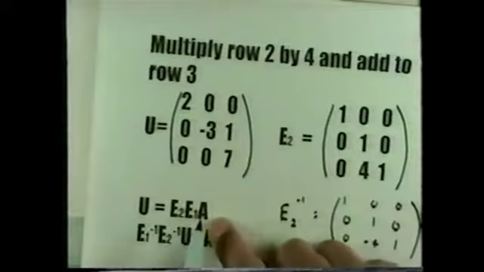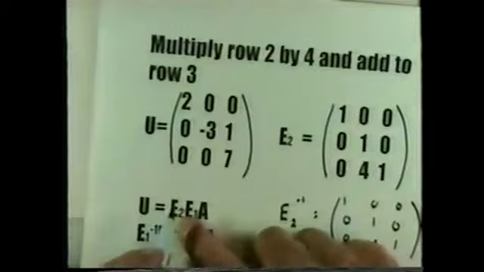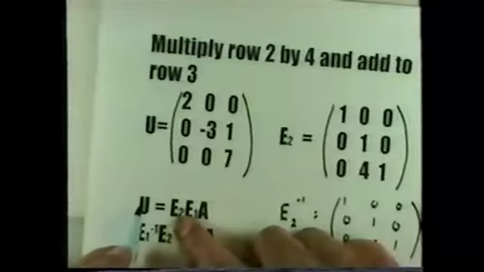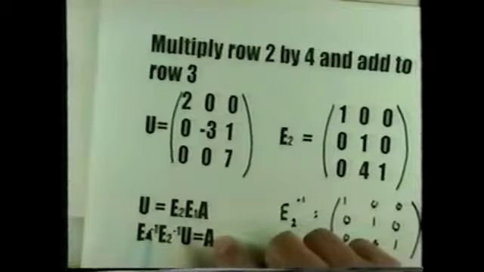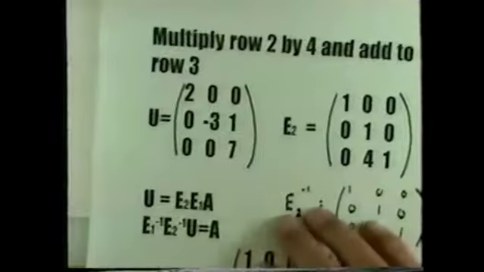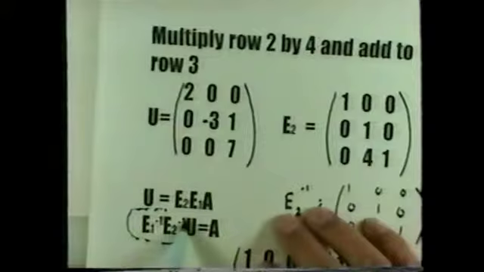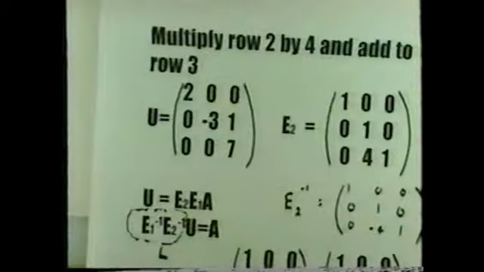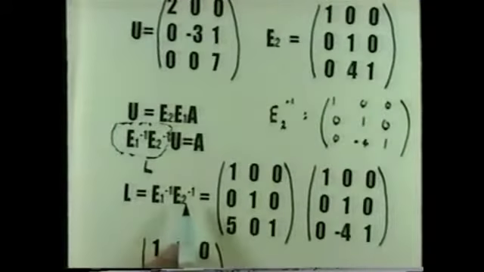Now to find out what A is, I have to multiply U by the inverse of E2 to eliminate this one. So I'll put E2 inverse U equal to E1 A. Now multiply by the inverse of E1, I get E1 inverse E2 inverse U is equal to A. So that means E1 inverse times E2 inverse must be the required L. So we write L is equal to E1 inverse times E2 inverse.